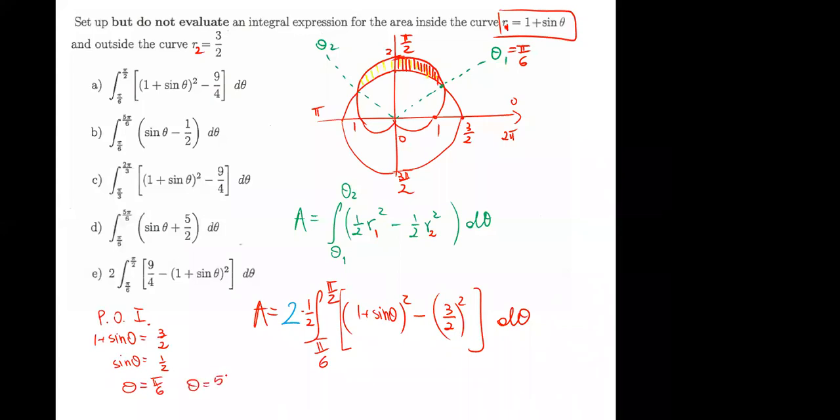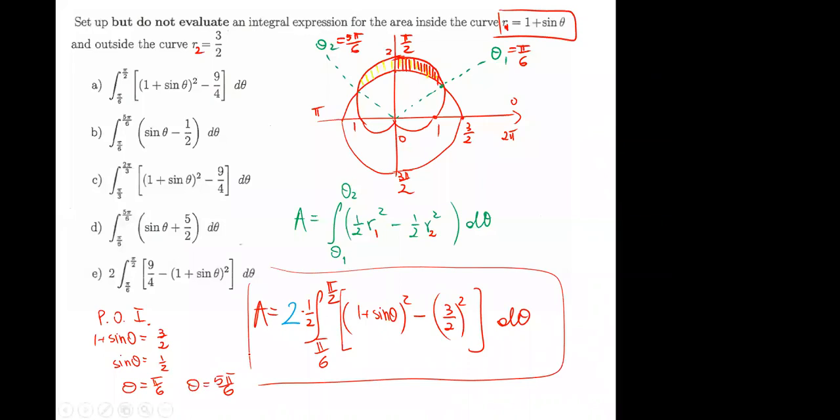I can write this down, but we're not using this. Okay, that means this is my final answer. And I see from pi over 6 to pi over 2, cardioid squared minus 9 over 4, and no coefficient in front because 2 times 1/2 is gone.